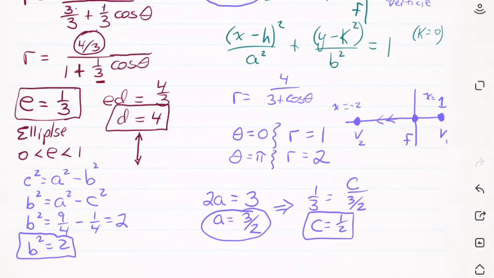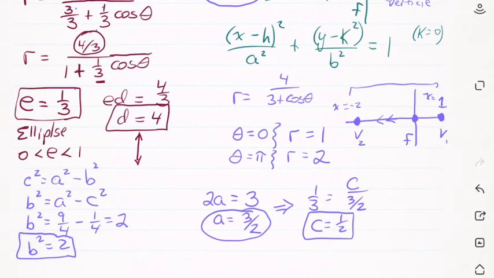Okay, so the last thing I have to find is the center. The center is the midpoint between x equals negative 2 and x equals 1, and midpoints are averages. So all we have to do is add them together and divide by 2. Negative 2 plus 1 is negative 1, divide by 2, and you get negative 1/2.